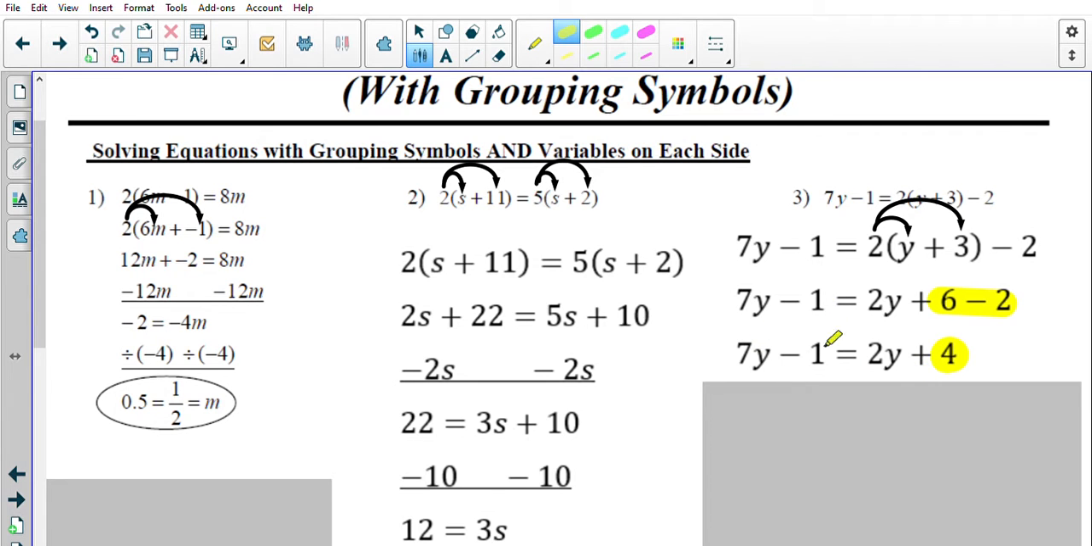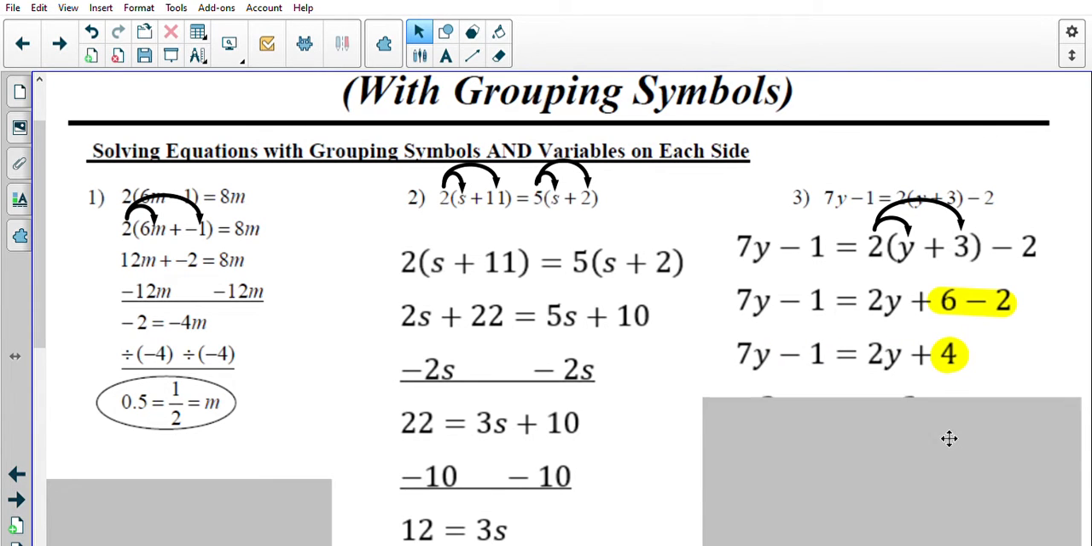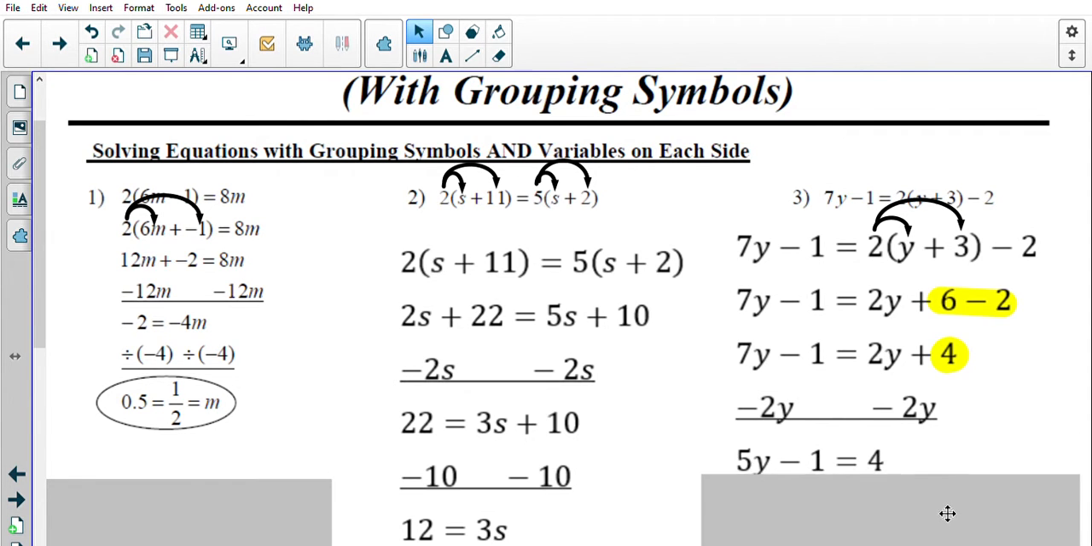So a variable and a constant, variable and a constant. So I have 7y minus 1 and 2y plus 4. I do suggest moving the 2y since it's smaller, and I would always move the variables first instead of the numbers. It just makes life a little bit easier. So 7y minus 2y is 5y minus 1, which you can also write as plus a negative 1, equals 4.